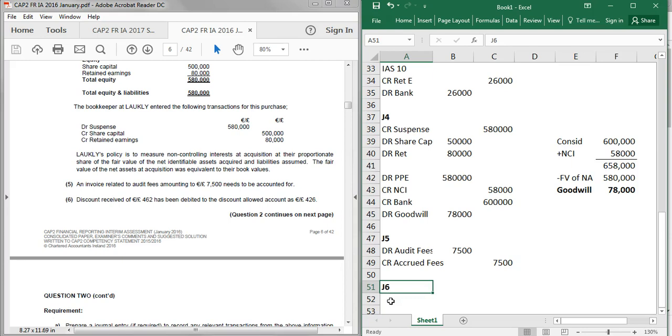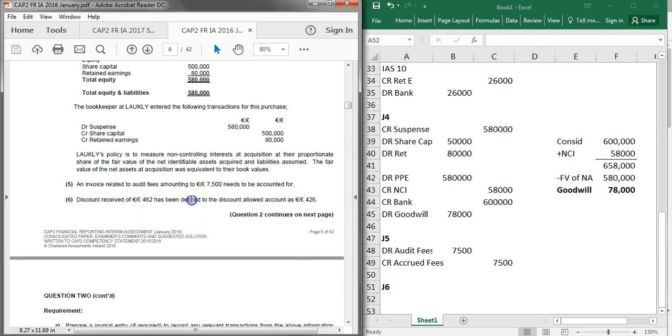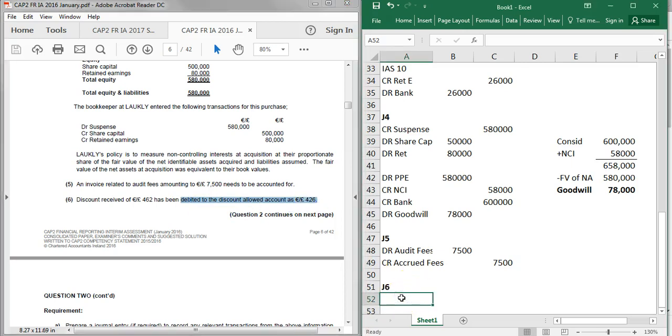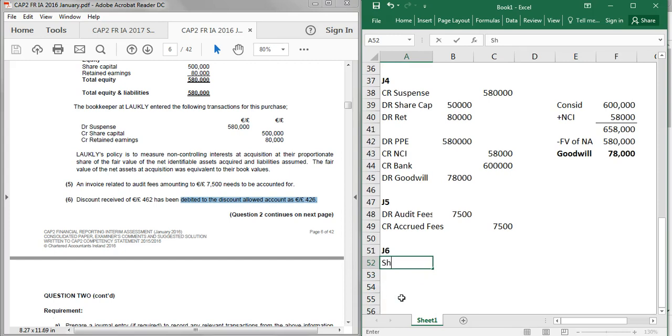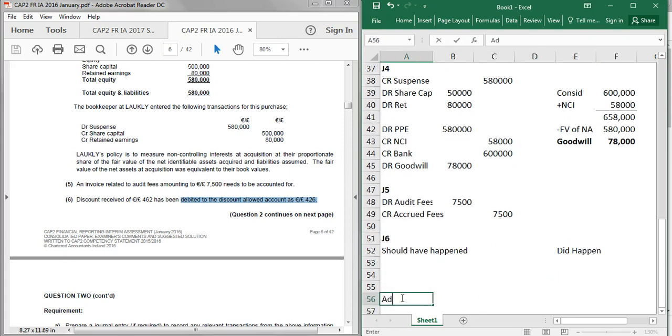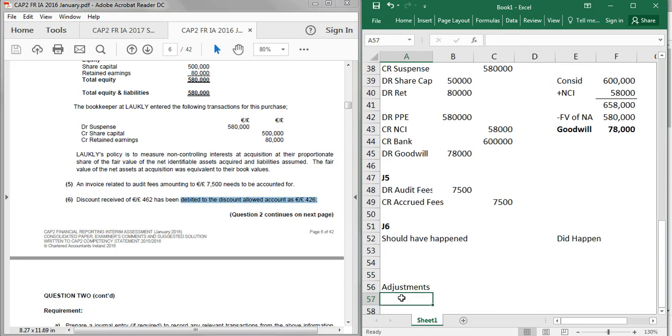And finally then, for 6, your discount received 462 has been debited to the discount allowed account. So again, we'll finish off, we'll do what we had before, what should have happened, just so you can understand what did happen, and again, let the adjustments fall out. So when in doubt about what to do, always do that 3-step approach.